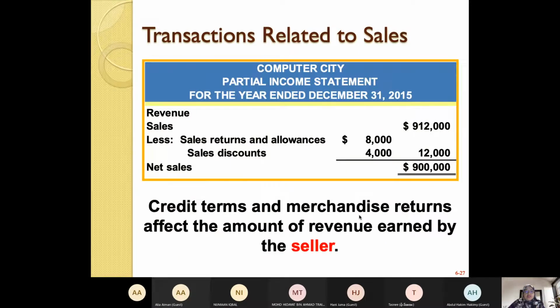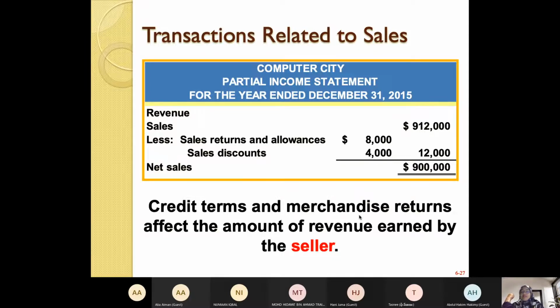Transaction related to sales, here it shows you that you have a revenue, sales minus sales returns and allowances. Similarly, when you have a sales return, it means that you make a sale, then there's a return. So these returns and sales allowances, you're talking about sales. Just now it was purchases minus purchase returns. But here, sales returns and allowances will be deducted directly from the sales account. So from here, you have sales minus sales returns.